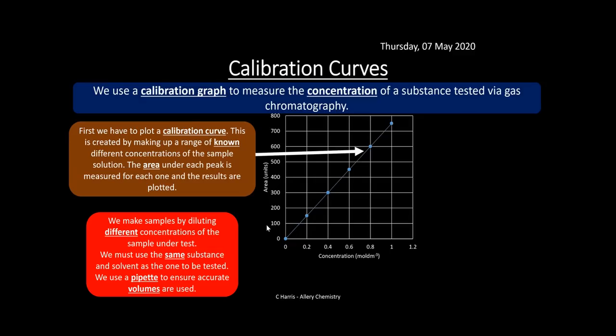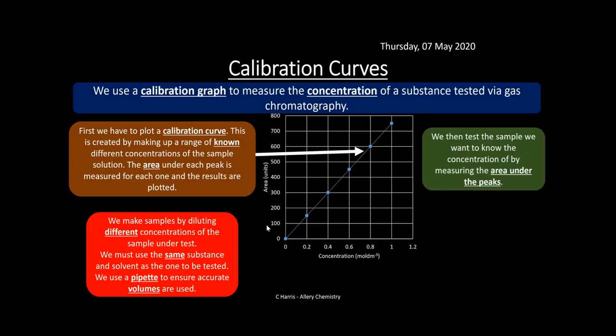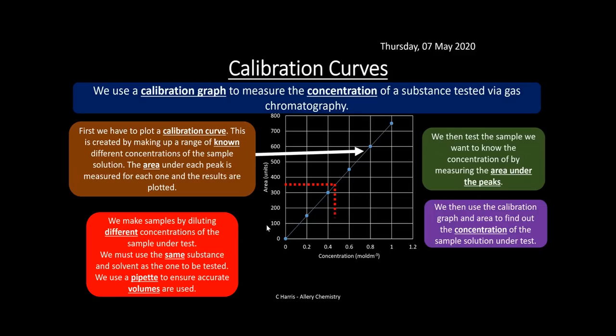So we do this, and we draw a graph, as you can see on there, our calibration curve. We then test the sample that we want to know more about. We want to know the concentration of it, and we do that by measuring the area under the peak of our sample. Then we go back to our calibration curve, and we use the area that we've got on our sample chromatogram to work out the concentration of the substance that we want to know what's in there.